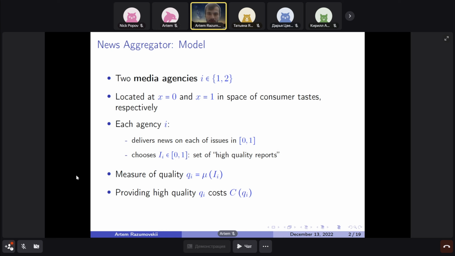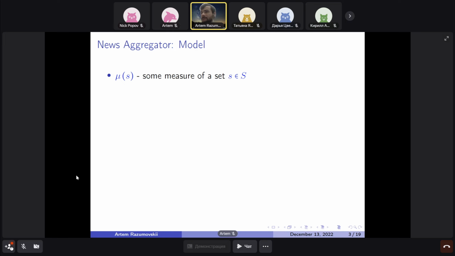But for the agencies, it's costly to produce quality news. That's obvious. You have to pay attention to the topic, you have to ask some questions, you have to read some reports, maybe official information, something else. Like we talked about the measure a bit, it has to have some properties.